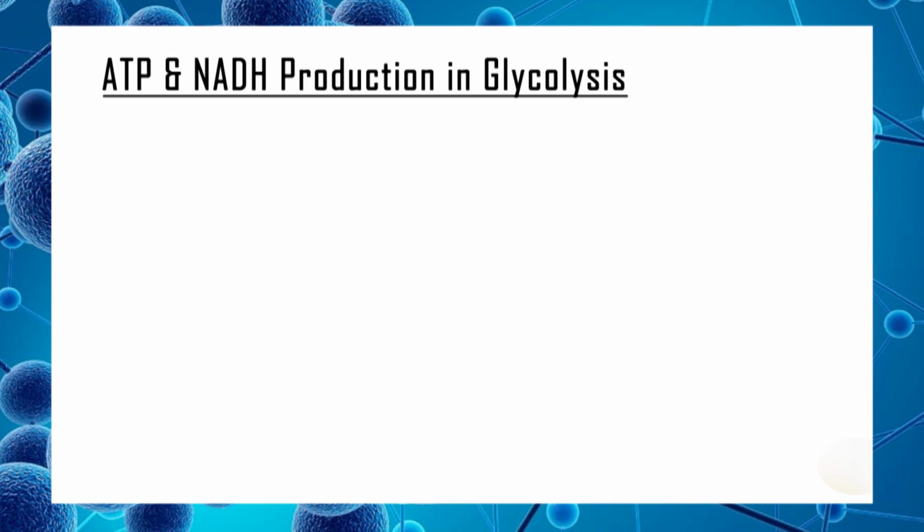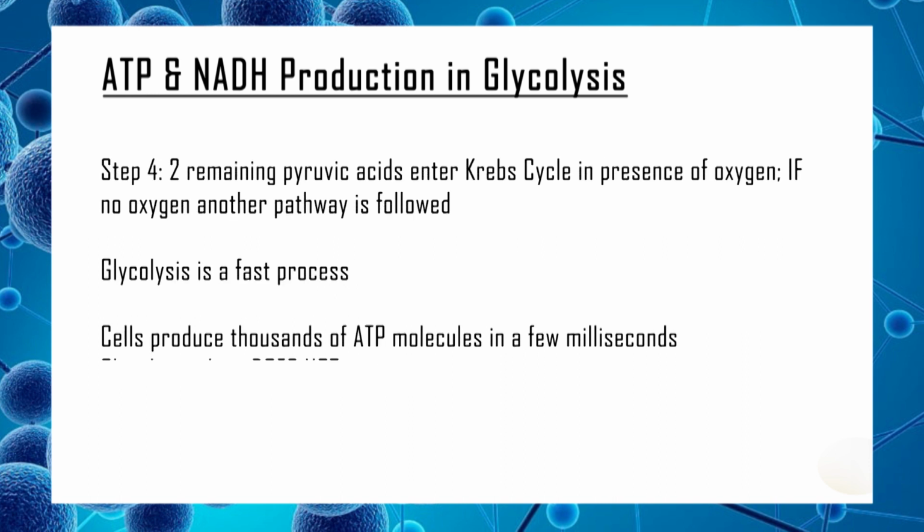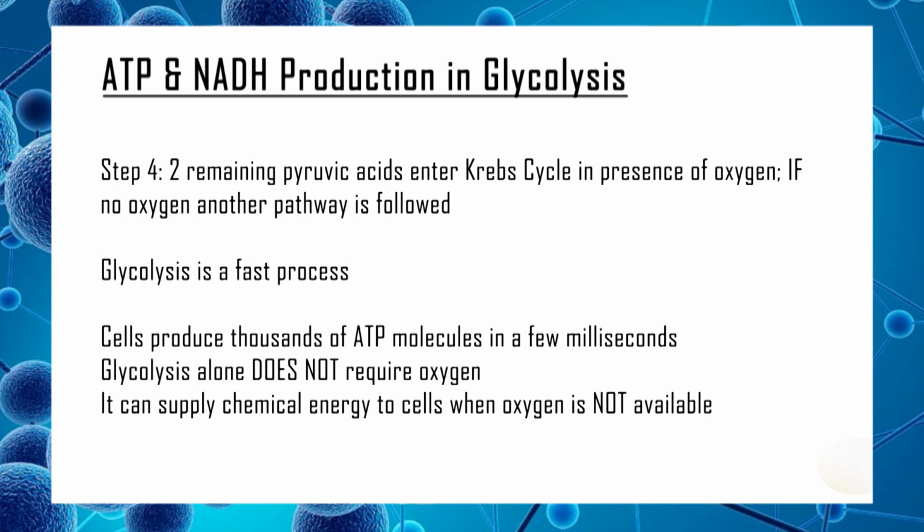In step 4, the 2 remaining pyruvic acid enter the Krebs cycle in the presence of oxygen. If there is no oxygen, another pathway is followed. Here you can see the 2 ATP used up to become 2 ADP and then 4 ATP produced, net gain is 2 ATP. So, 2 NADH plus 2 hydrogen ions are produced.